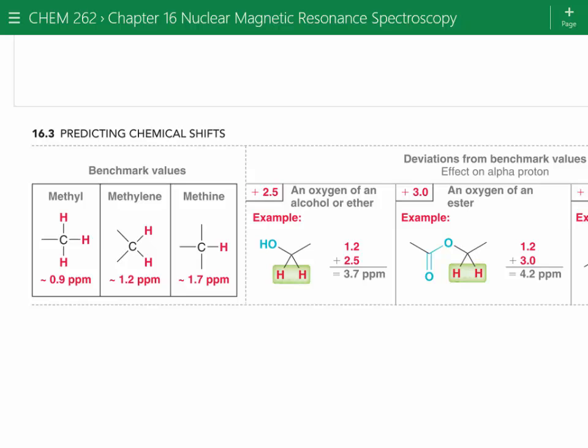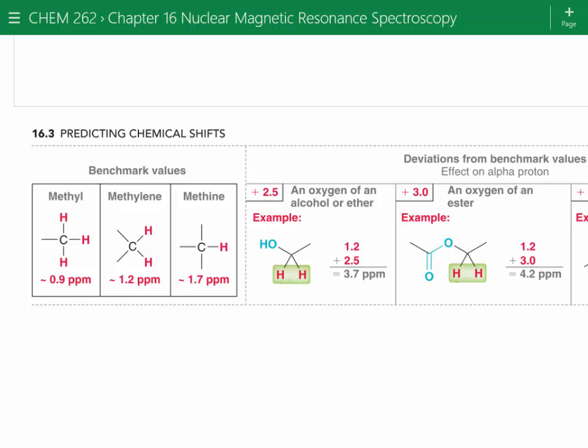So we use these benchmark values, and then we ask, are there any polar groups nearby that might shift them more downfield? In this example, we're looking at a methylene group, which has a benchmark value of 1.2, and then this alcohol is going to shift it 2.5 ppm downfield. So we can very accurately predict that this should show up at 3.7.